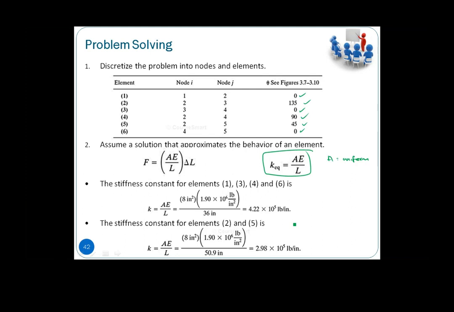Okay, this length is 4.2426 feet, or multiply with 12, you get 50.91 inch. So that gives us the element stiffness for element number 2 and 5 are the same, which is 2.98 times 10 power 5. But for elements 1, 3, 4, 6, because they have the same length, it's 4.22 times 10 power 5. Right? So that is the solution for each element's stiffness.